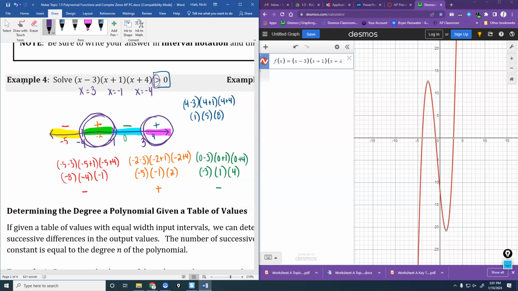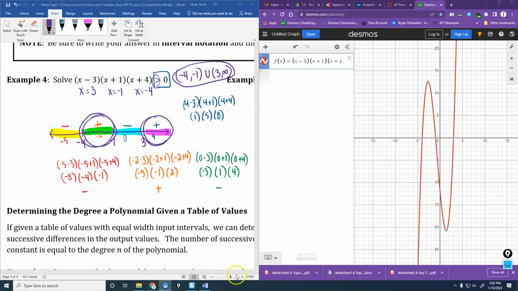So to write our answer for this one, we would say -4 to -1 or 3 to infinity. All of these values would give you an answer that is greater than 0. So that's the section that is your answer for this problem.